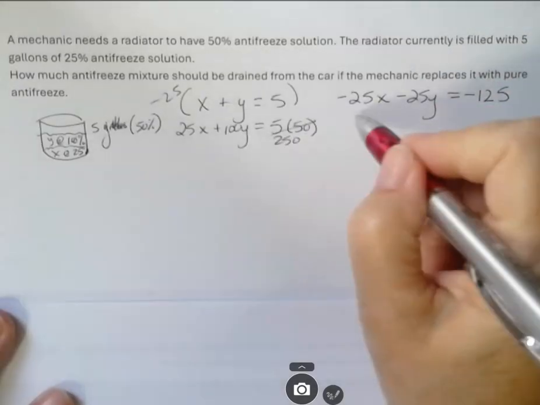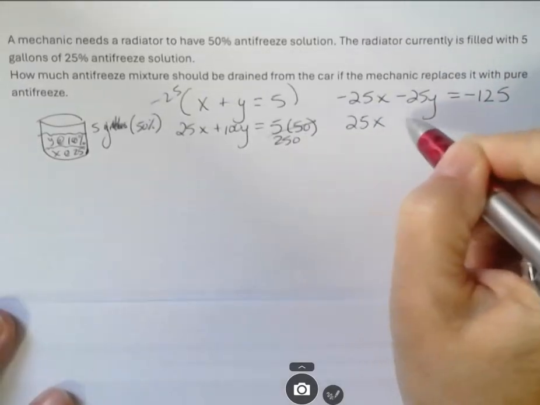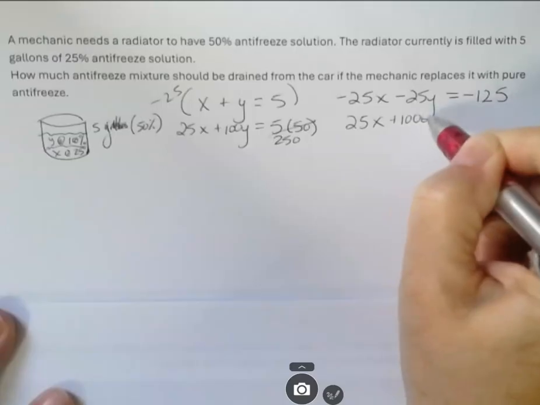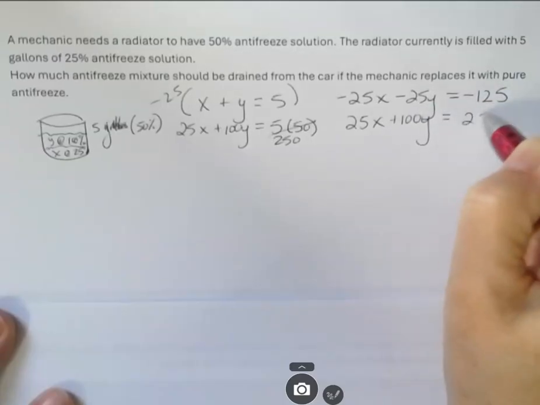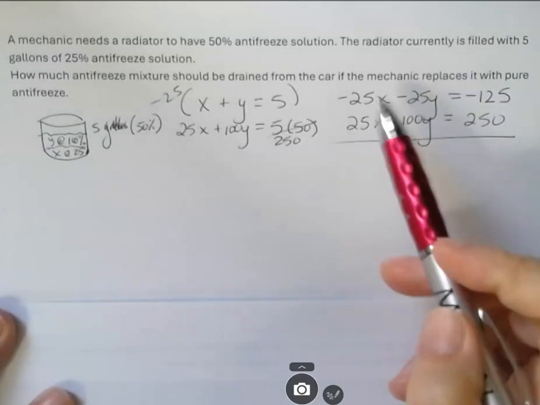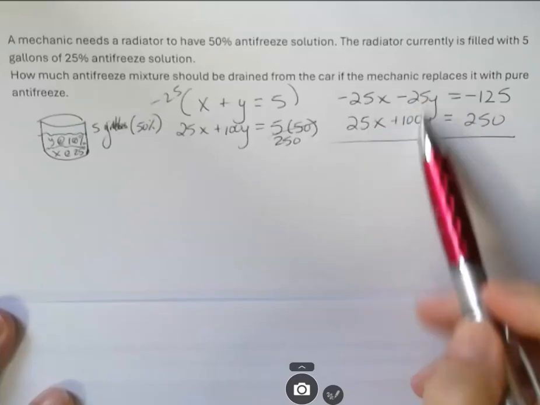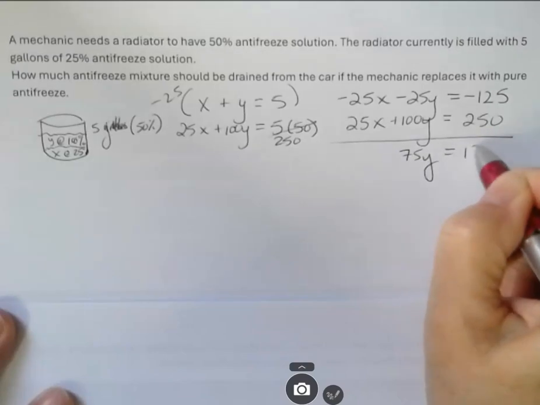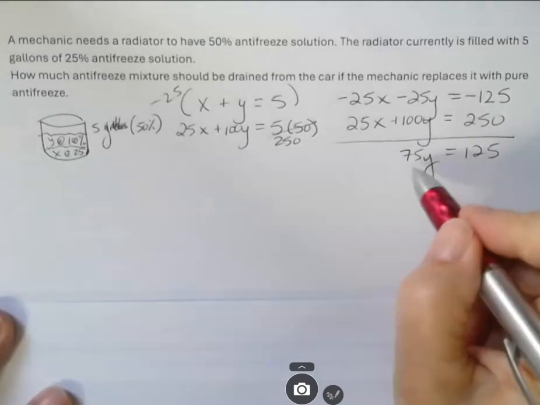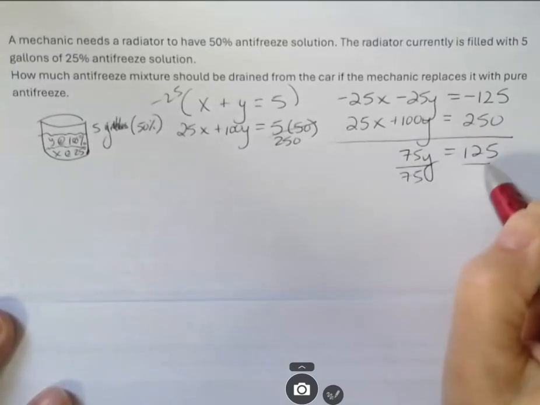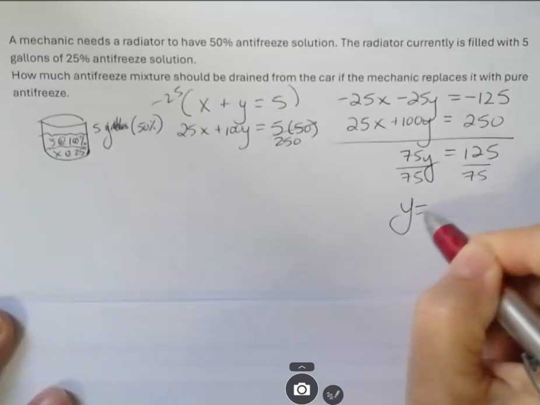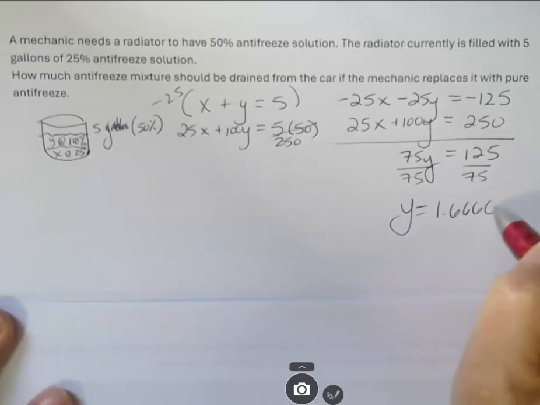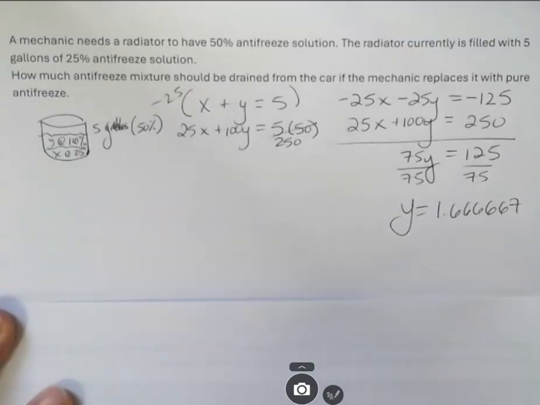And then I'm going to rewrite the second equation underneath there, because now it's ready for me to add these together to eliminate. So these cancel and I get 75y equals 125. And then if I divide both sides by 75, I get y equals 1.6666 and so on up to 7.